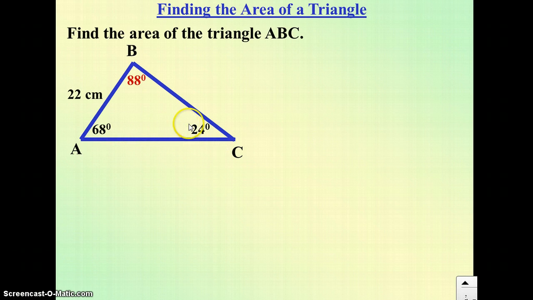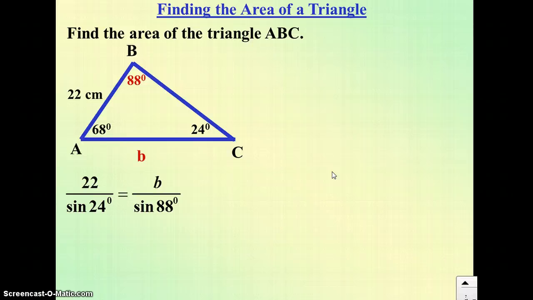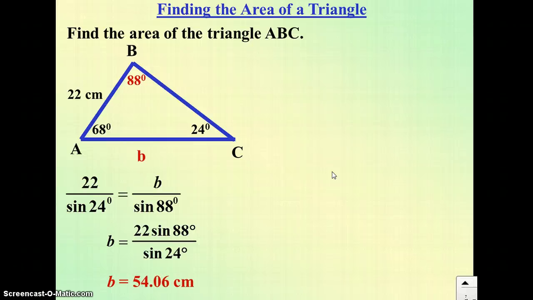So I know a complete ratio, angle C, side C. I'm looking for little side B. I know angle B. So 22 over the sine of 24 equals B over the sine of 88. I can solve for little side B. And we know the base of this triangle now, using a little bit of calculations work, 54.06 centimeters.